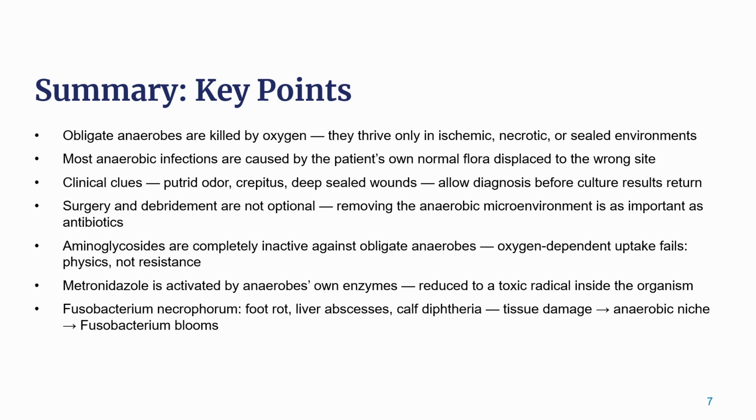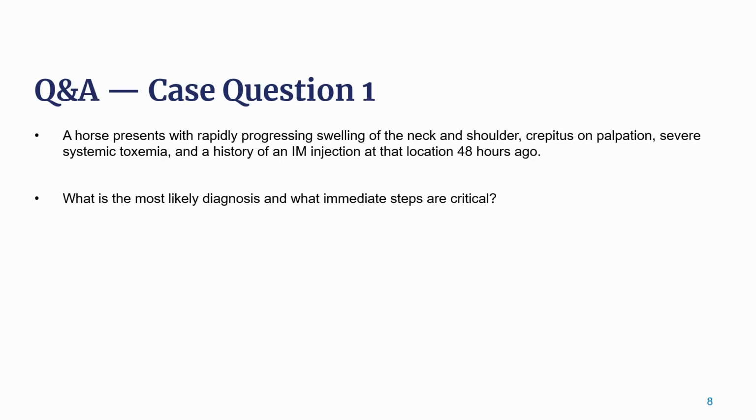The core message of this talk is about the microenvironment. The organisms aren't the starting point. The conditions are. When you see a patient with a deep wound, a gut perforation, an aspiration event, or a retained placenta, your immediate thought should be, have I created a condition where anaerobes can establish? If the answer is yes, treat accordingly without waiting for culture confirmation. The clinical signs are your early warning system. The debridement is your most powerful treatment, and the antibiotic choice, penicillin or metronidazole, not aminoglycosides, follows directly from understanding the biology. Read the first case, think about it, we'll then go through it together.